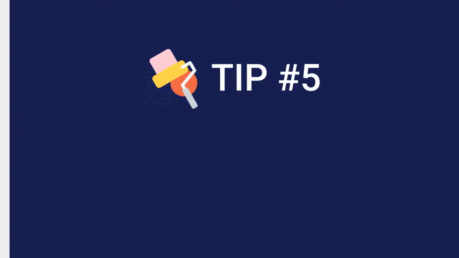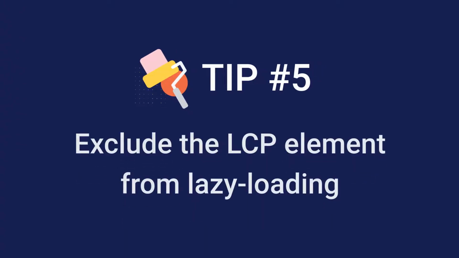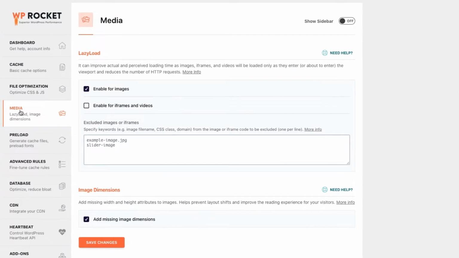While lazy load helps improve loading time, it can actually make the LCP score worse, especially when the LCP element is an image and gets lazy loaded. For this reason, excluding the LCP element from lazy load and displaying it directly in the HTML of the page is an excellent way to optimize the LCP score.